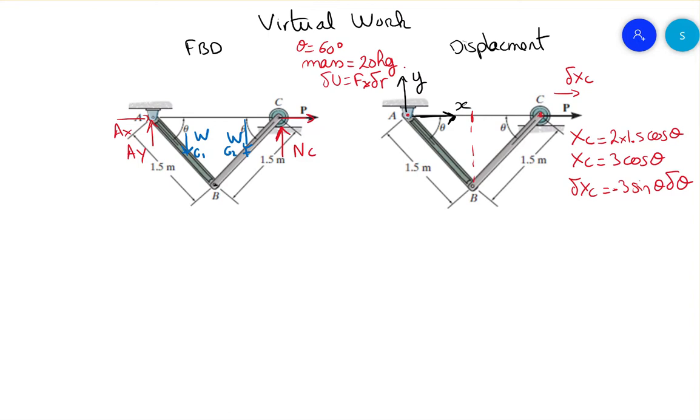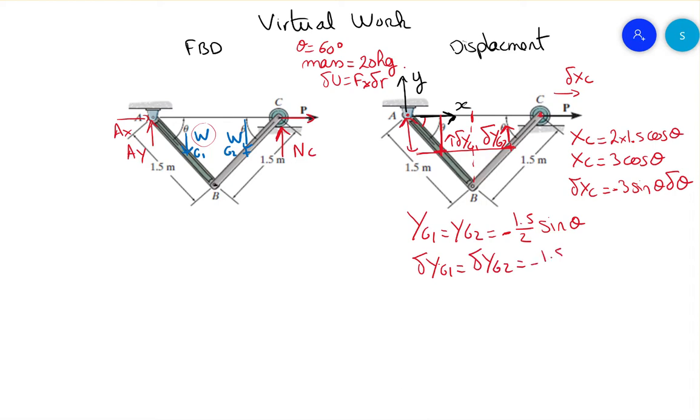We need also to find the displacement of the point G, and just on the Y, because you see the force W is vertical. So we just need to find the delta yG1, and it will be also equal to the delta yG2. So let's find yG1, which is also equal to yG2. This is these dimensions, so this is equal to minus 1.5 divided by 2, and this is the sine of theta. And then delta yG1, which is also equal to delta yG2, is equal to minus 1.5 divided by 2 cosine theta delta theta, the derivative of sine theta.